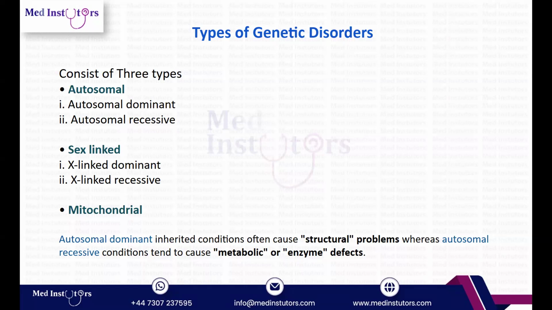This information is useful if by any chance you cannot memorize all the genetic disorders of the autosomal dominant category or maybe the recessive category. But this would give you a hint: if that particular condition has to do with a structural problem, that is most likely autosomal dominant. If the condition has to do with a disturbance in metabolism or enzyme defects, then that could be autosomal recessive. So it gives you a rough idea, and that would help you pick the right answer.